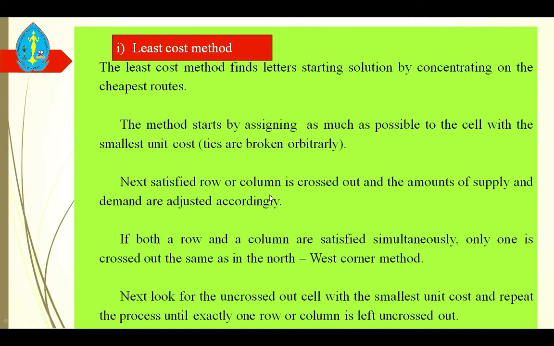Next, the satisfied row or column is crossed out and the amounts of supply and demand are adjusted accordingly. If both a row and a column are satisfied simultaneously, only one is crossed out, the same as in the northwest corner method. Next, look for the uncrossed out cell with the smallest unit cost and repeat the process until exactly one row or column is left uncrossed out.